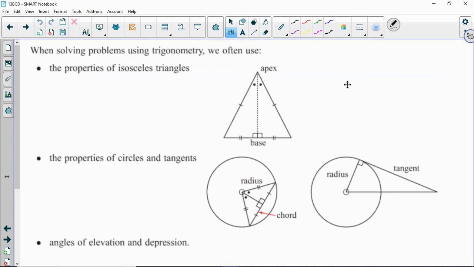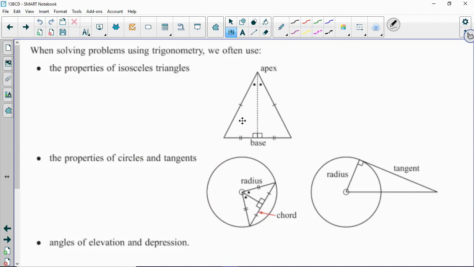Here's some stuff that we're going to want to keep in mind, though. Okay, we've seen this before. When we have an isosceles triangle, if we draw in an altitude from the vertex angle, or what they're calling the apex, we're going to get two right triangles, two congruent right triangles, in fact. Okay, just something to keep in mind.